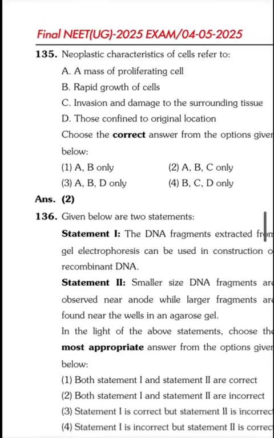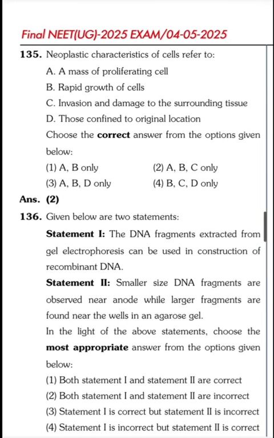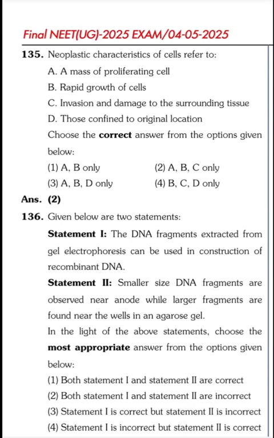See, neoplastic characteristic of cells referred to. Neoplastic cells means they are cancerous cells. We call them as neoplastic cells. They are rapidly undergoing uncontrolled cell division. So a mass of proliferating cells is one option. Then rapid growth of cells also happens. So B option is also correct.